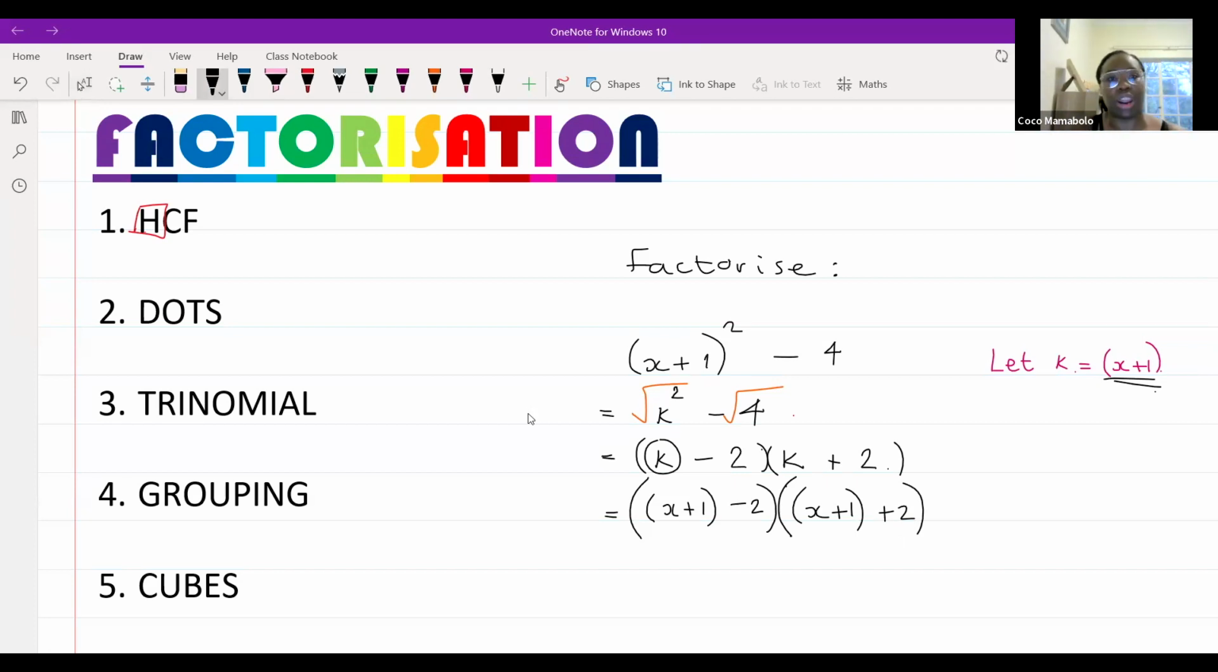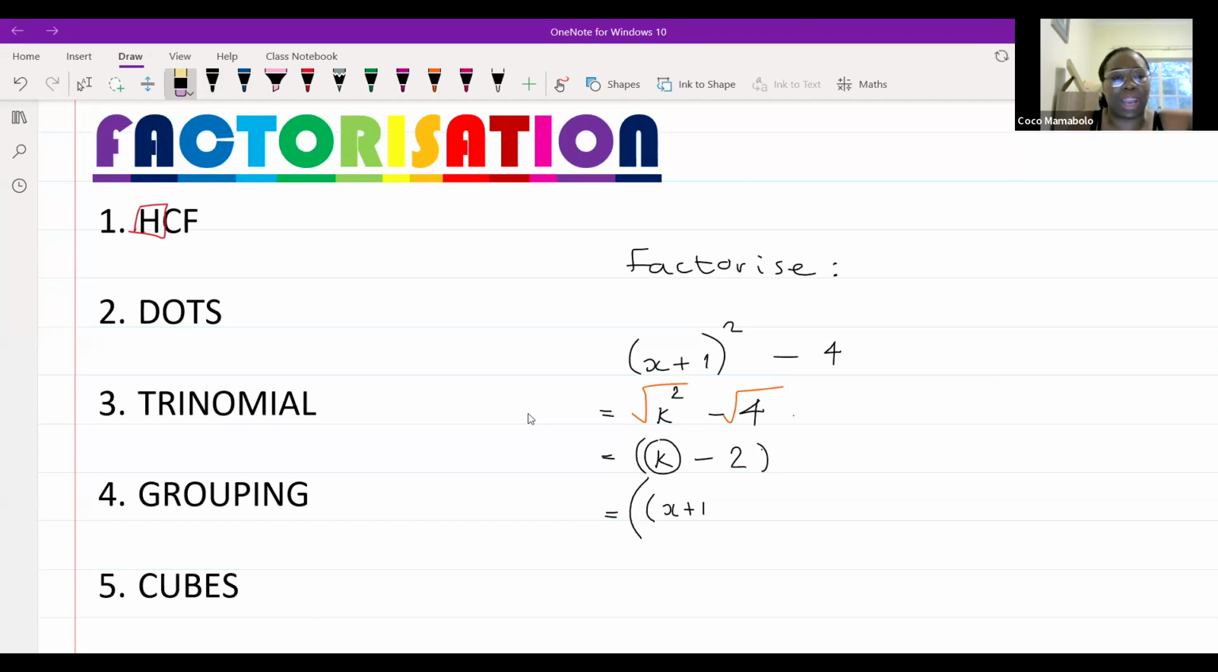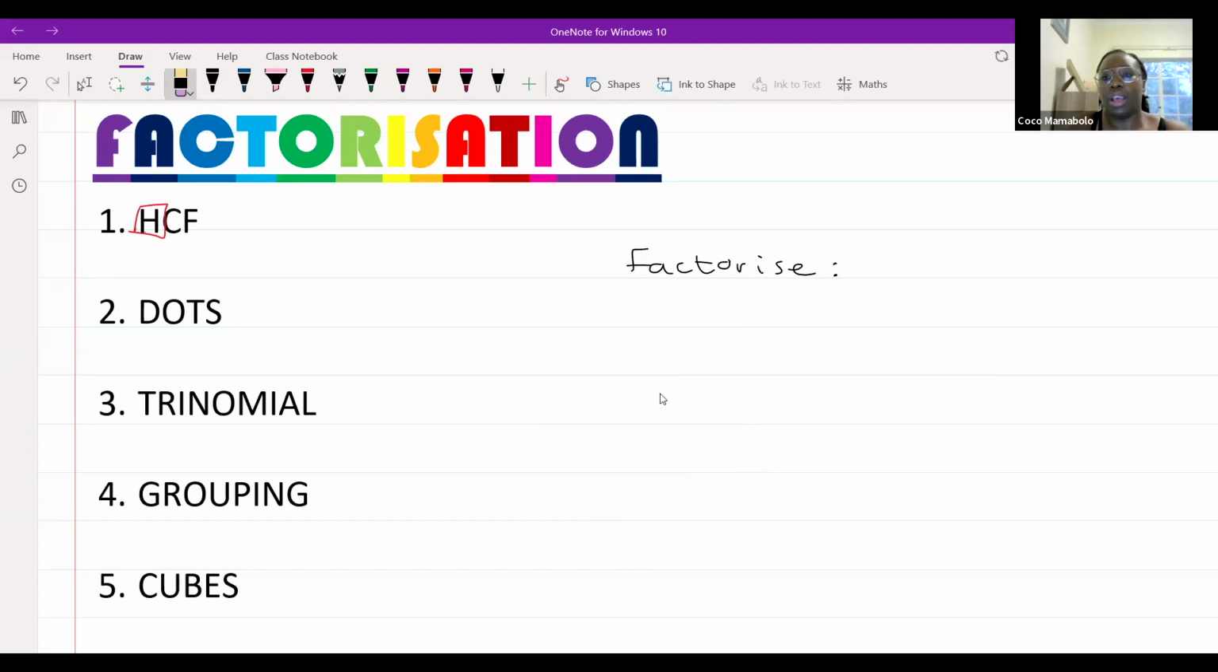I want you guys to try one yourselves. All right. Let's try another one. Remember, as soon as we see a bracket squared, let k. As soon as we see a bracket squared, let k. Here's what I'm going to do next. I'm going to go 2x minus 1 all squared minus 36. Right. What's our first move? What's the first move, guys? What are we going to say?